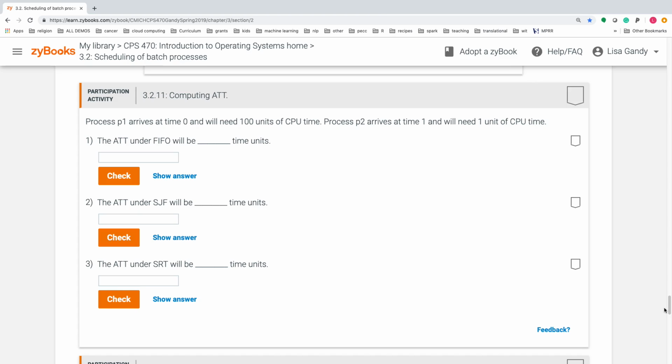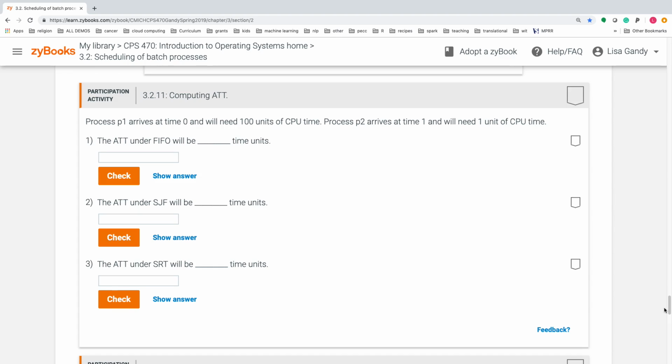Okay. The average turnaround time under first in, first out will be what? For first in, first out, we're going to basically have a process that runs from 0 to 100, and then from 100 to 101. So the turnaround time for this is going to be 100, plus, what's the turnaround time for this process? 101. It's the time you enter, no, 1 to 100. So that's going to actually be 99. No, wait, it's going to be 100. My brain.